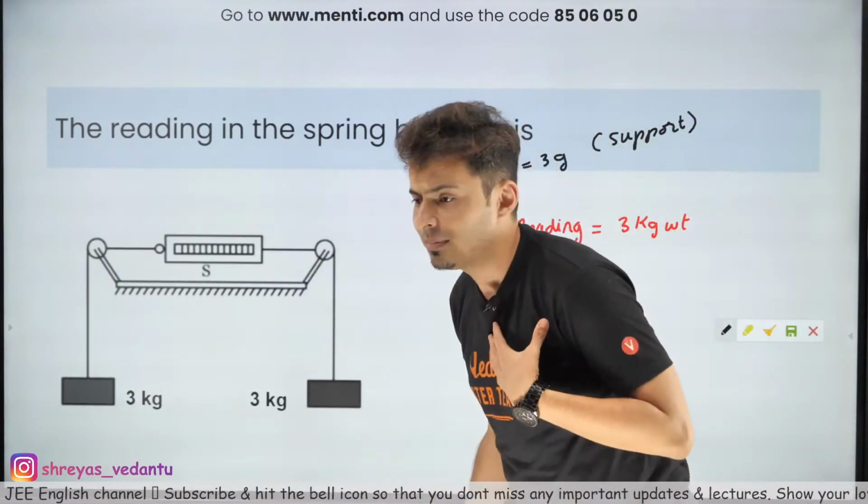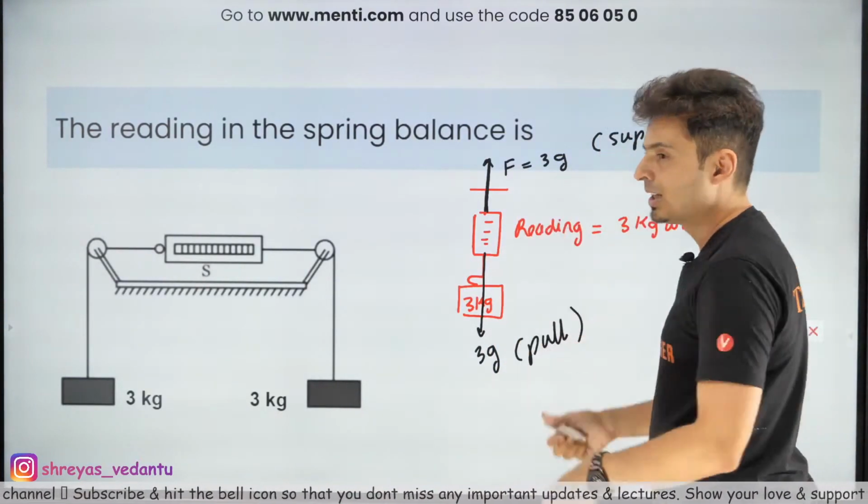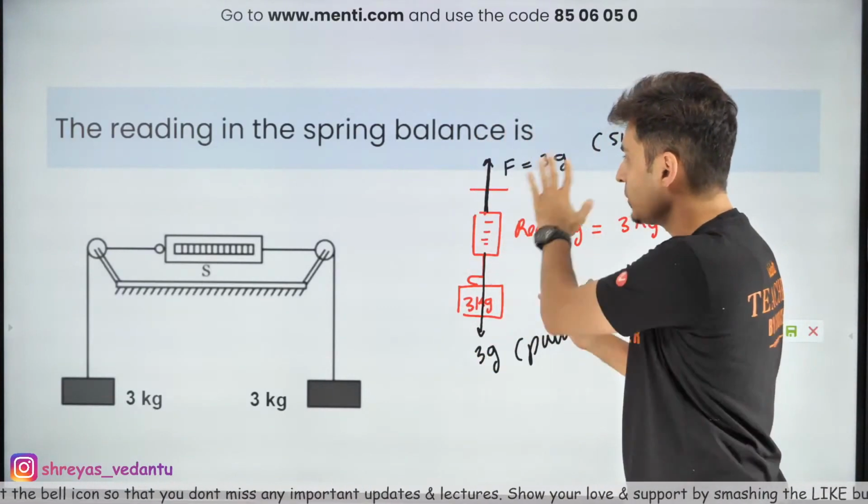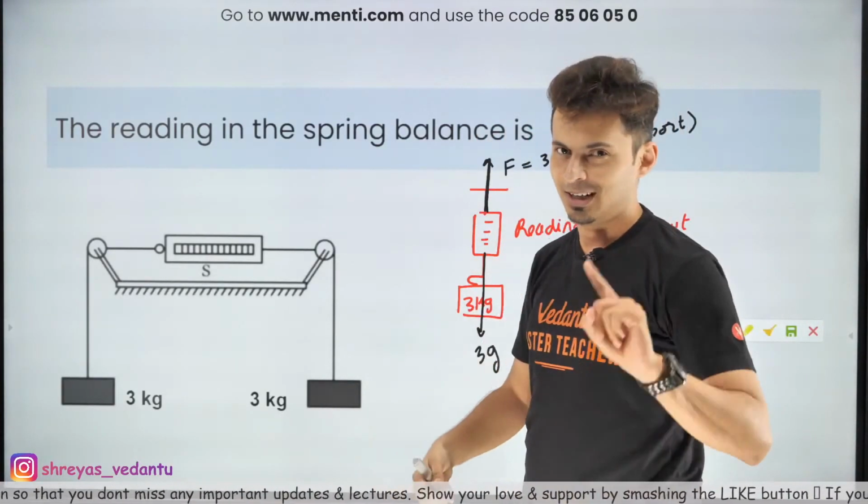Why not negative, Panchami? We are only concerned about the magnitude. Don't say force is minus 3g. It is understood the force is opposite. So don't say minus 3g. That will be school level types.